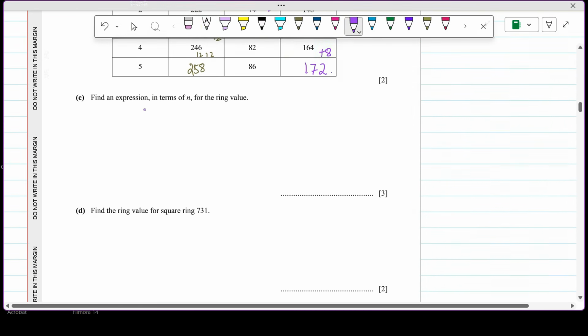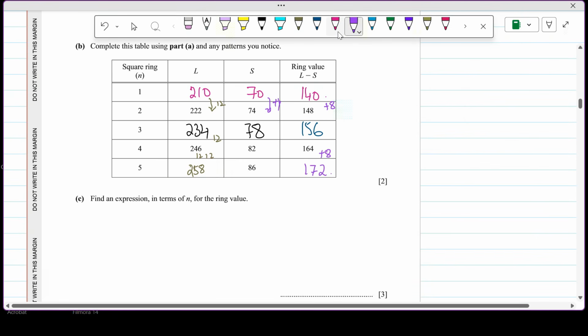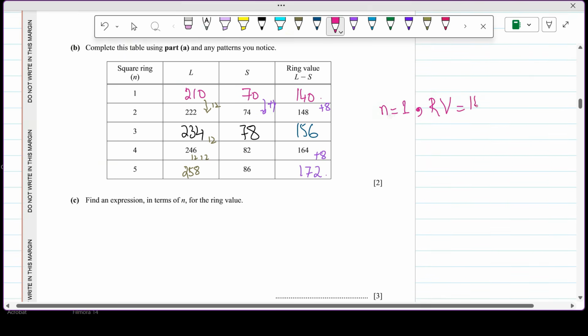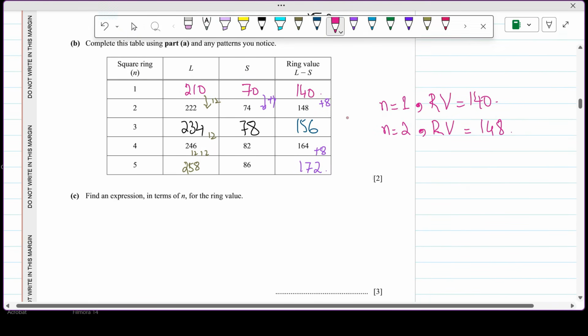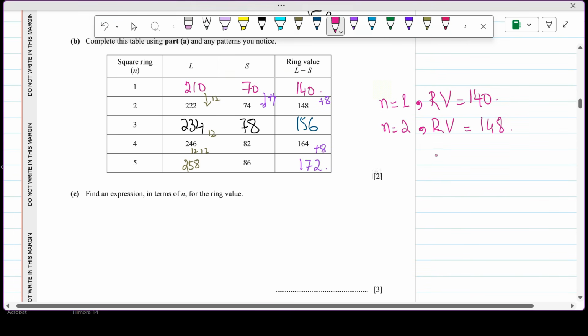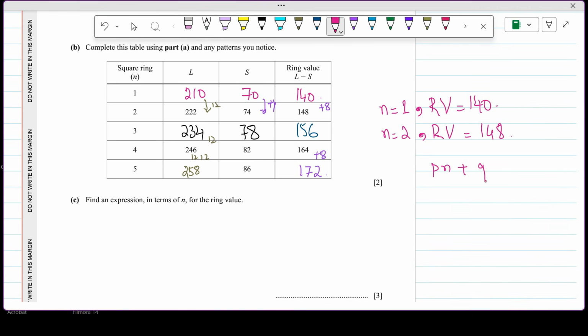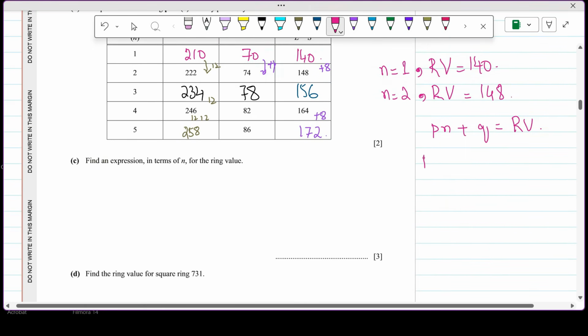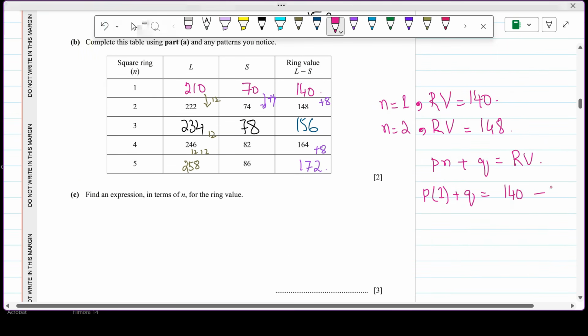Okay. Find the expression in terms of n for the ring value. It can be observed that when n is equal to 1, the ring value is 140. When n is equal to 2, the ring value is 148. So we know that this value is dependent on n. So we can say that maybe p times n plus q is equal to the ring value. This is the general term I will say. So what are these values? When n is equal to 1, p times 1 plus q is equal to the ring value, which is 140. This one is equation 1.